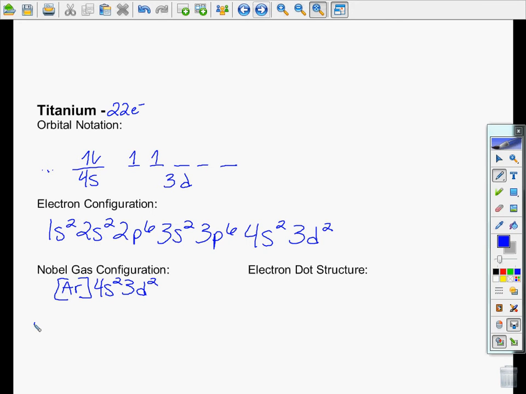Next test we take, will we be able to use the periodic table? Oh, yeah. Okay, good.